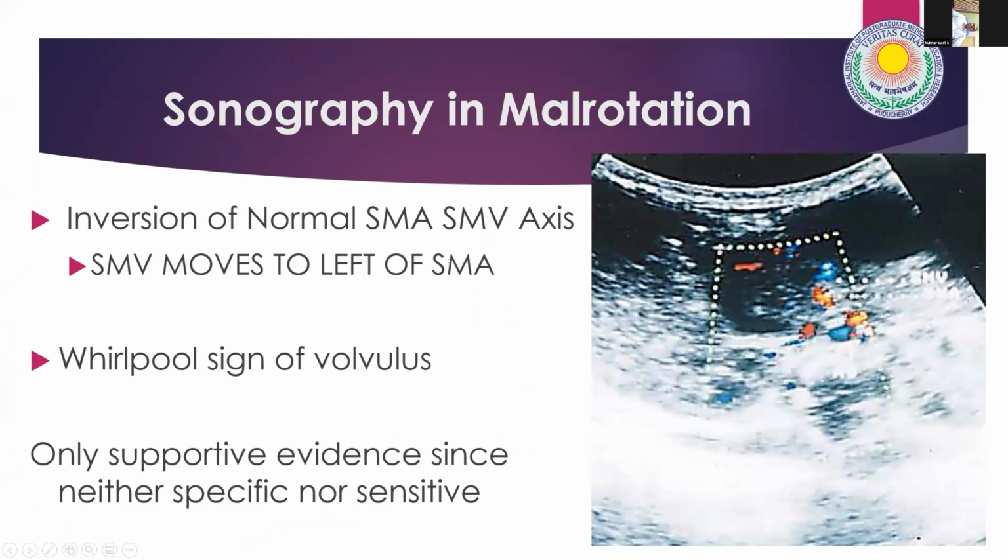Ultrasound may also help in the diagnosis, however, it is not diagnostic. Whirlpool sign is suggestive of volvulus. The blue is the superior mesenteric vein, and this is the superior mesenteric artery. Normally, it should be seen in this place, but it has moved to the left.